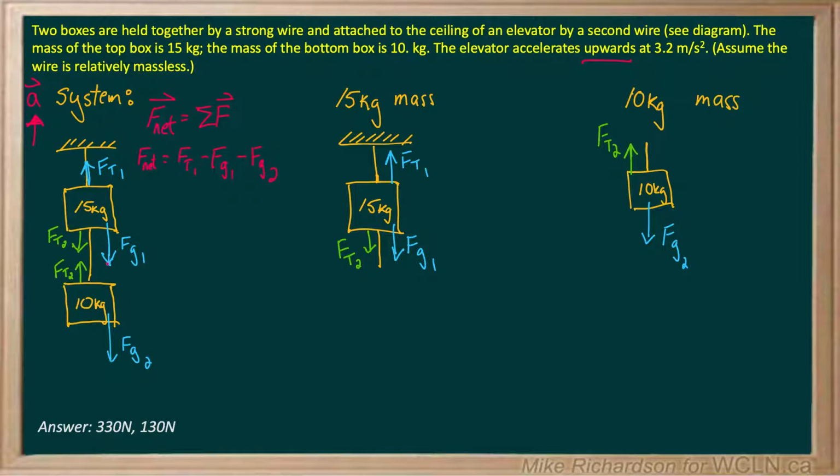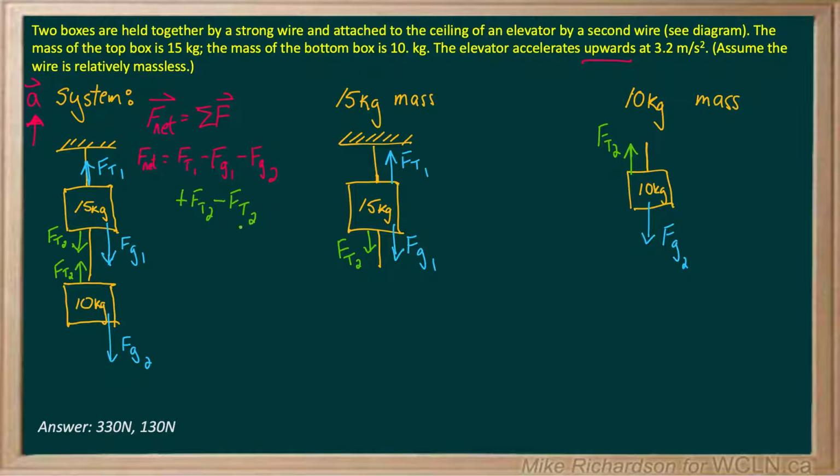Now I've got these green vectors in here. I've run out of space in the middle, but my two green vectors, I might as well do them in green. One of them is positive, so if I continue with this sentence here, plus FT2, that would be this one, it's pointed upwards, the one attached to the 10 kilogram mass, and the other one is negative.